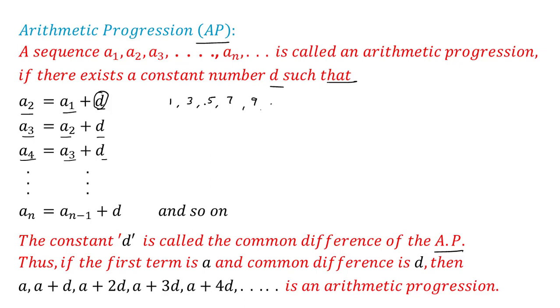I hope you are very much clear about arithmetic progression, right? Arithmetic progression is where you find a common difference between two consecutive terms. That means if you subtract the first term from the second term, you will get the same result as you get by subtracting the second term from the third term. So that is what we call the common difference, right?